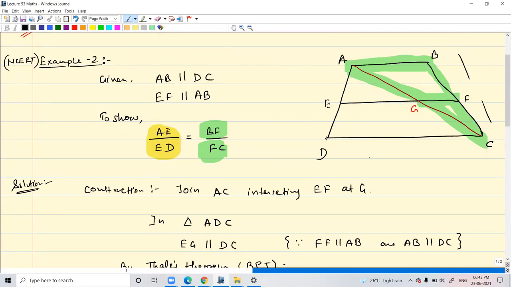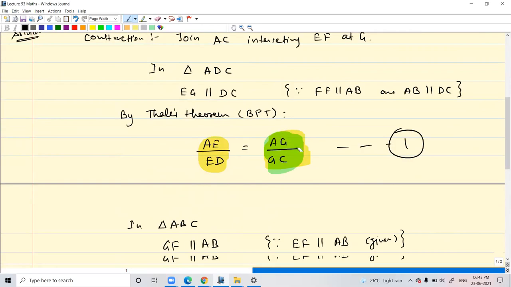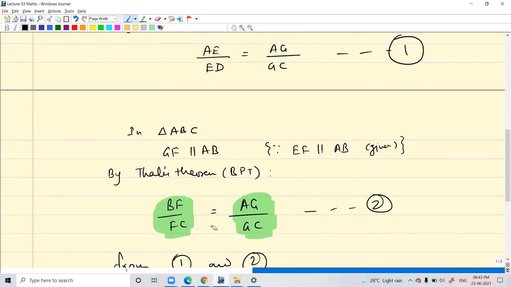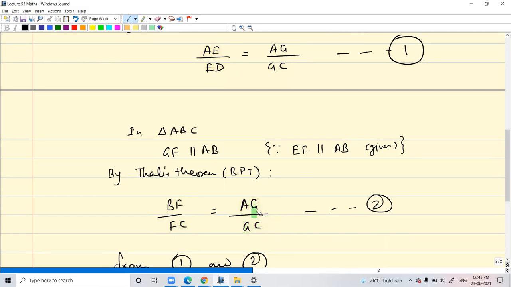So everyone got this? How to do it? Very simple. We just divided the trapezium into two triangles, and one by one we took both the triangles and applied the BPT or Thales theorem. From the first triangle we got the ratio AE by ED is equal to AG by GC, and then the same AG by GC we got equal to BF by FC. So these two also have to be equal. That is how you write it.